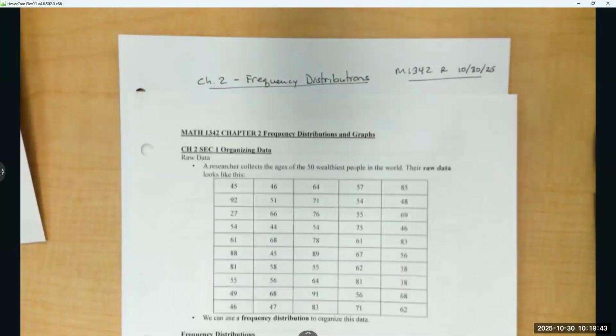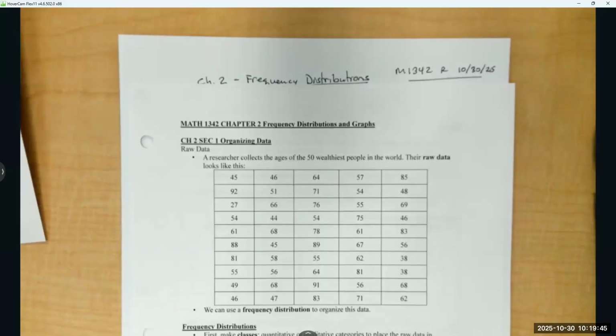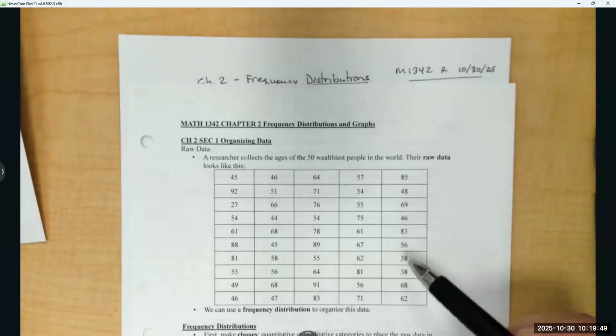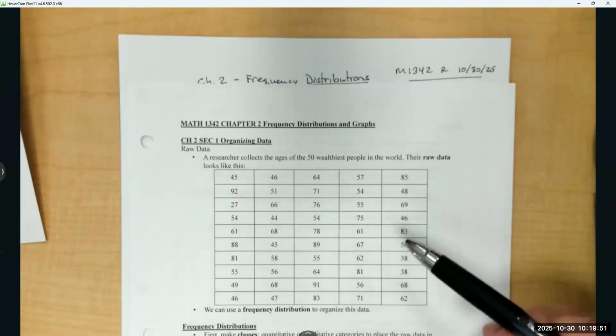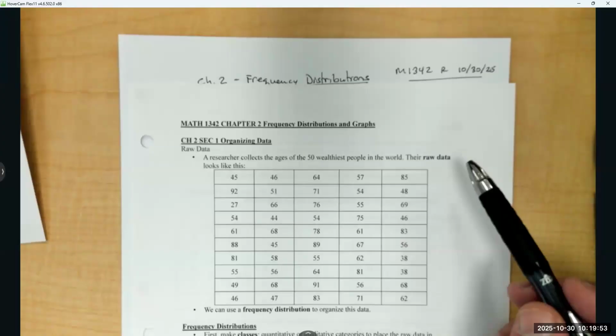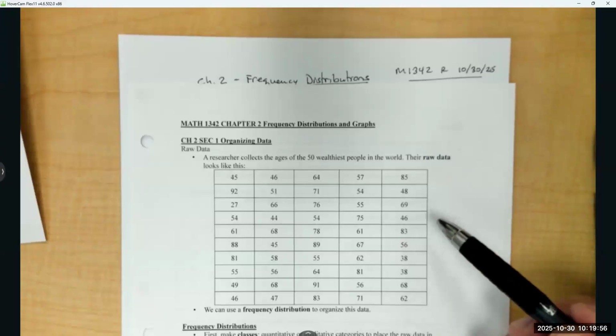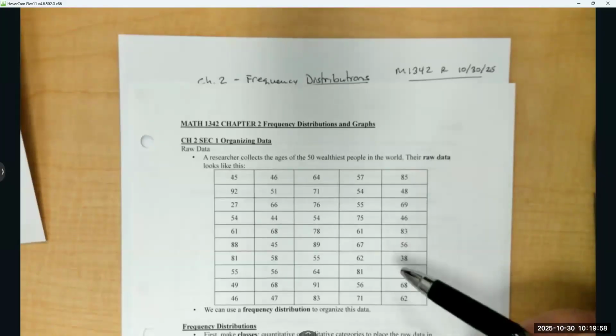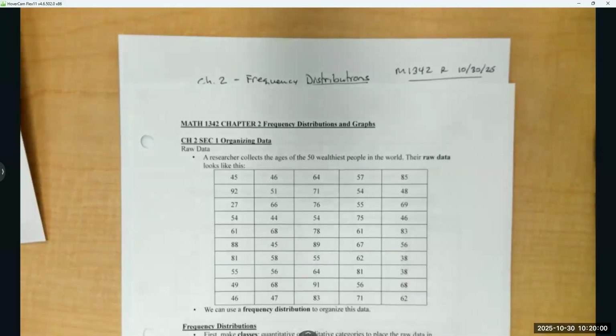In the packets I gave y'all, chapter two, section one, you have this data here: the ages of the 50 wealthiest people in the world. The raw data. What's the difference between data and information?